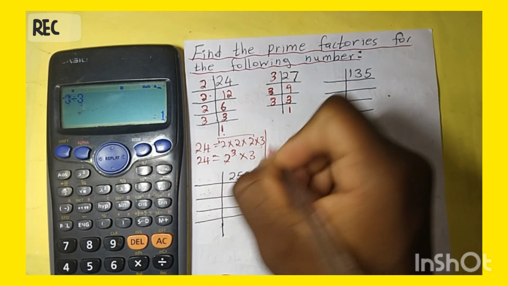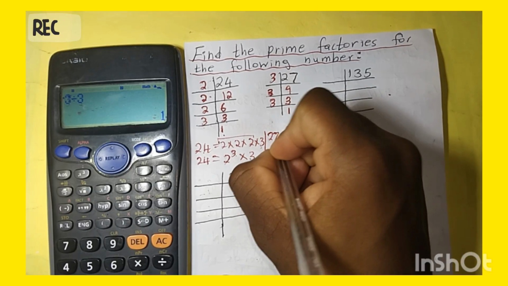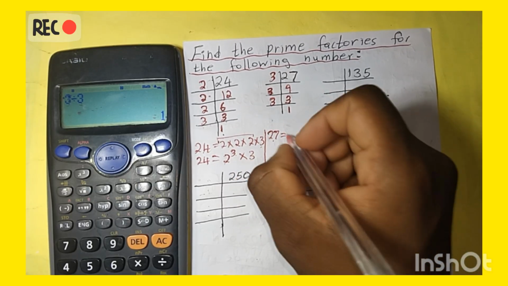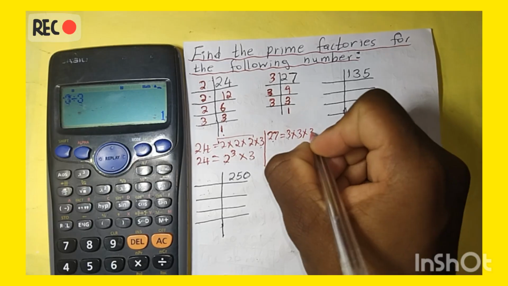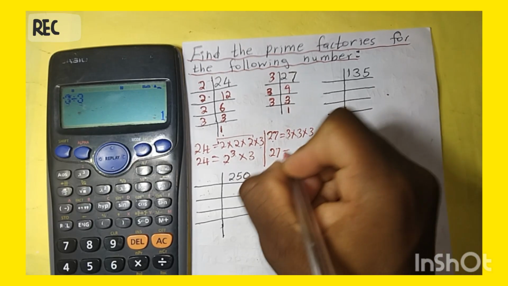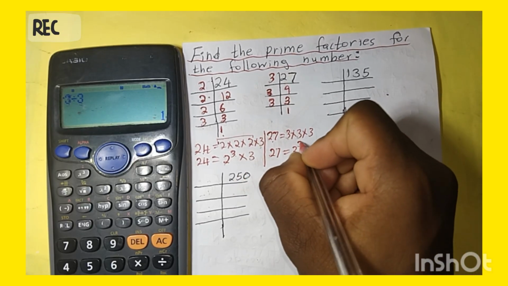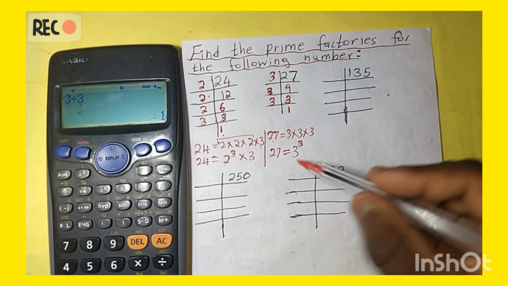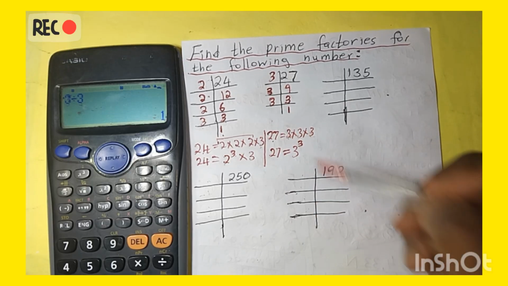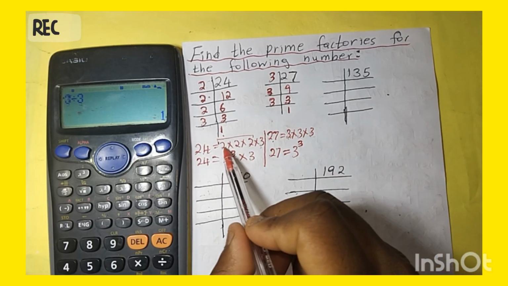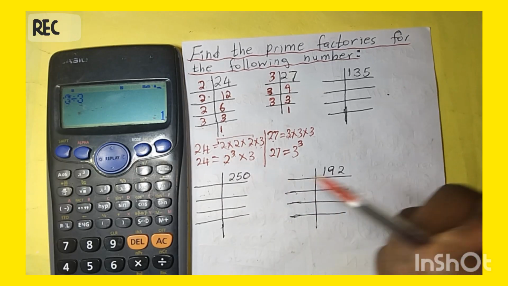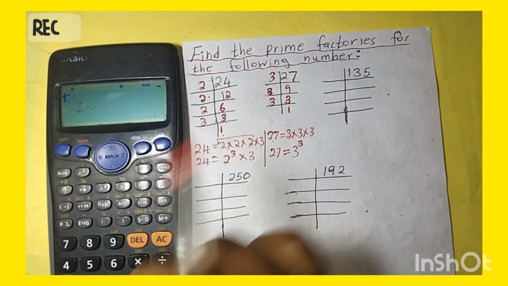So these are the prime factors of 27: 3 times 3 times 3, which is 3 to the exponent 3. It means that we got three 3's. Then what about this one?